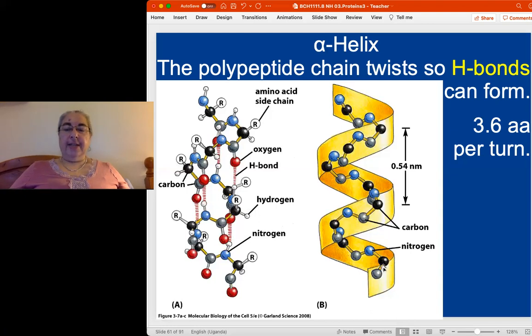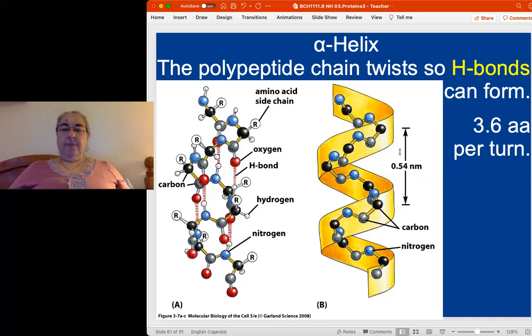So this diagram takes away the R groups and the hydrogens that are sticking out in this diagram and just emphasizes the shape of the polypeptide backbone of the polypeptide chain. Okay, so here we're following the shape of the backbone as it twists in a helix shape. And the helix is just emphasized with this ribbon.